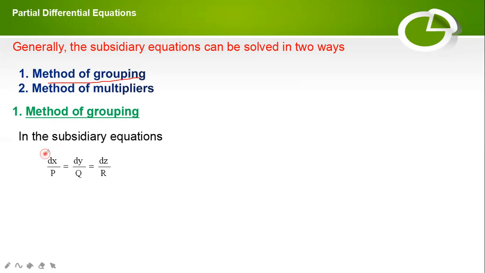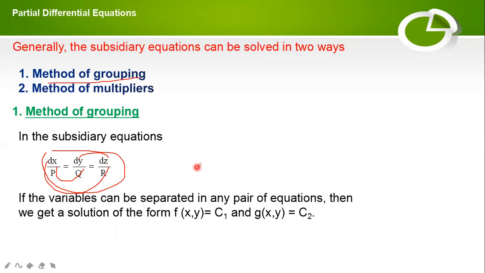This is the subsidiary equation, dx by P equal to dy by Q equal to dz by R. Now how do we find the solution in the method of grouping? We consider any pair of equations, either these two, or these two, or these two, find the solution, and convert into the form phi of f comma g equal to 0, where f and g are functions of x, y, z. Now we will see one example.